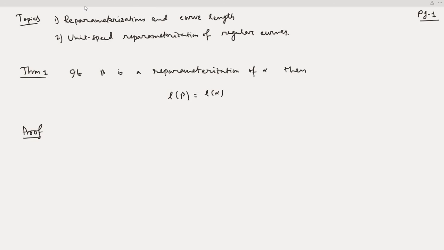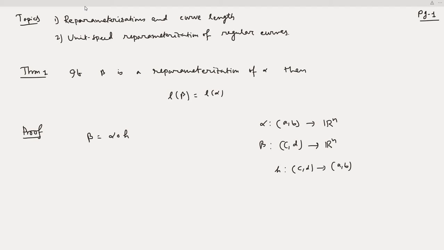So first, beta is a reparameterization of alpha, means beta equals alpha composed with h. So well, let us write explicitly: alpha is from [a, b] to R^n, and beta is from [c, d] to R^n, and h is a bijective differentiable function from [c, d] to [a, b].